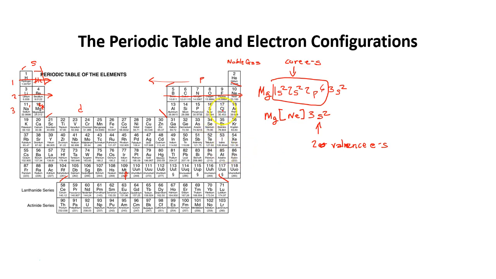So, let's look at doing the electron configuration for chlorine. All right. So chlorine has an atomic number of 17, so that means it's going to have 17 protons, and being neutral, it's going to have 17 electrons.